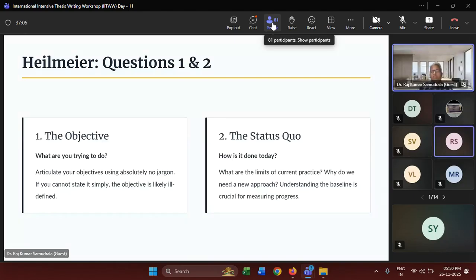And status quo. How is it done today? Whatever we are doing, how is it done today? What are the limits of current practice? Why do we need a new approach? Understanding the baseline is crucial for measuring the progress.